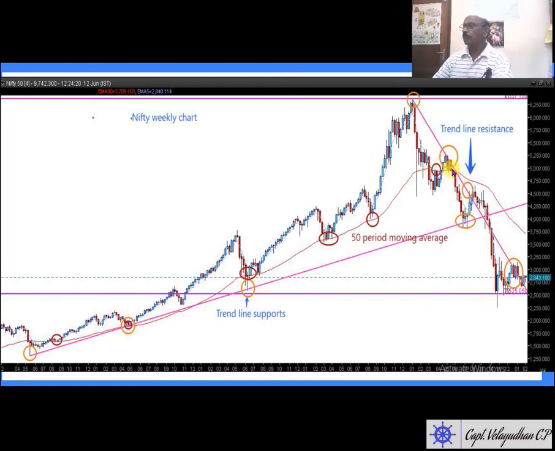So a moving average also acts as support or resistance. A moving average is something like a trend line, but it is dynamically calculated automatically on the chart. We don't need to manually draw it. It will draw itself.